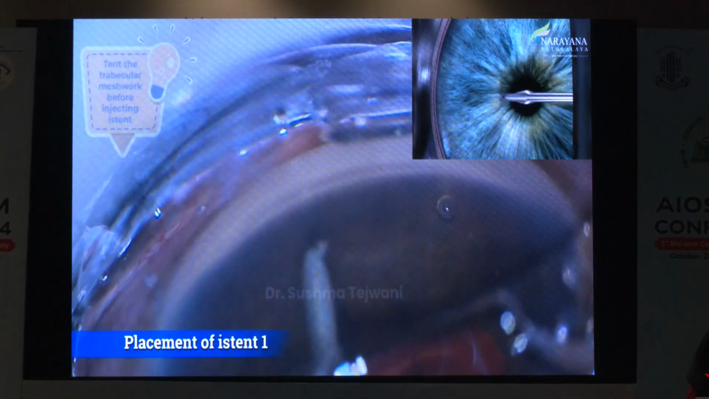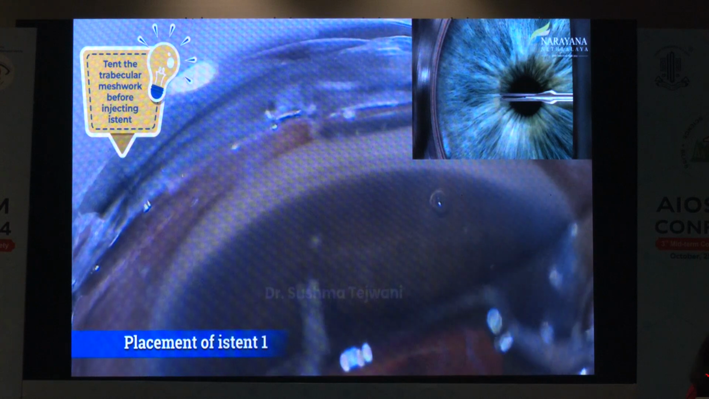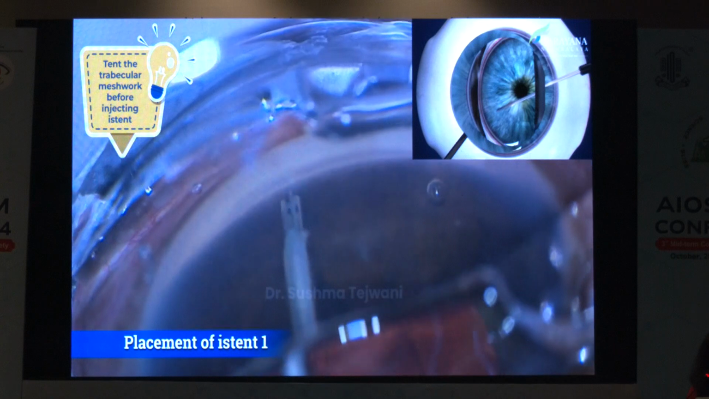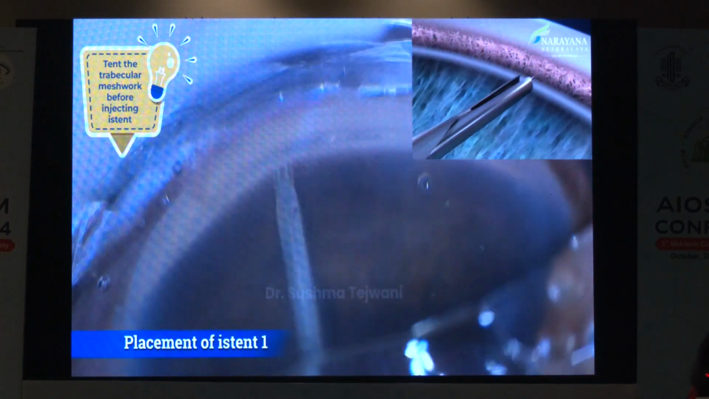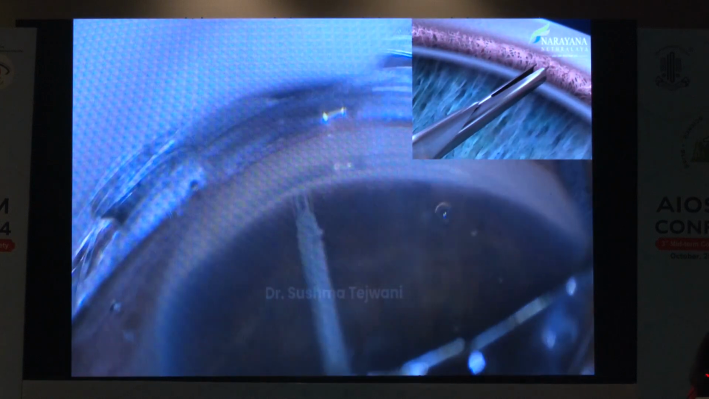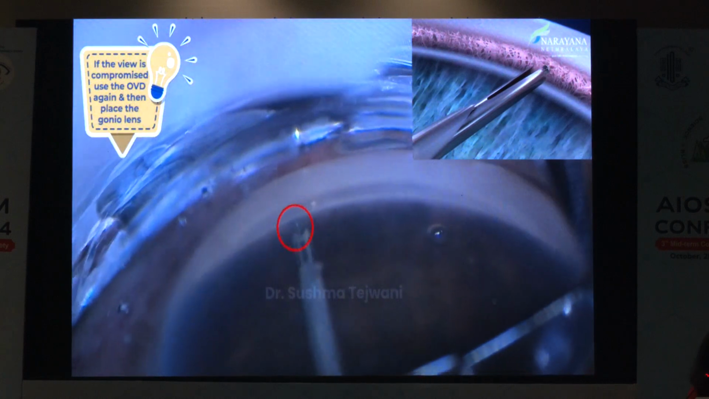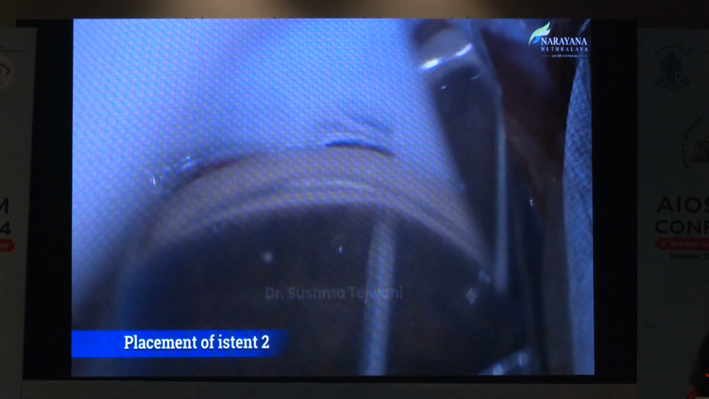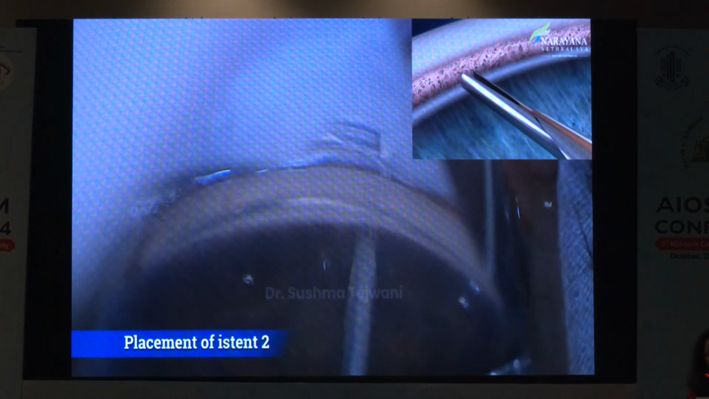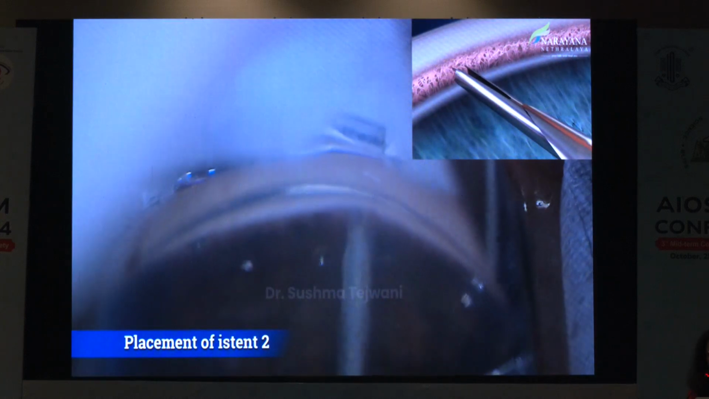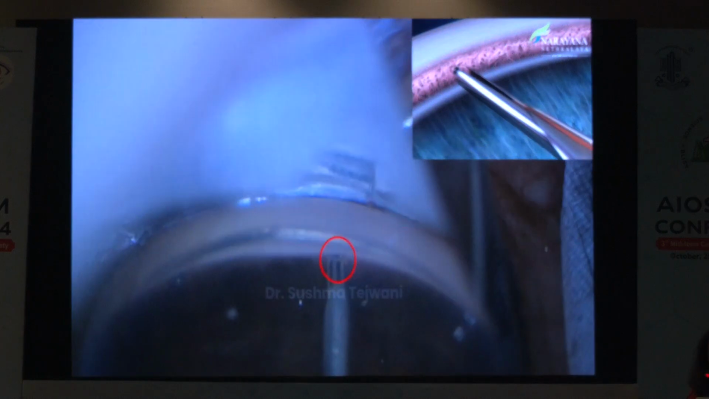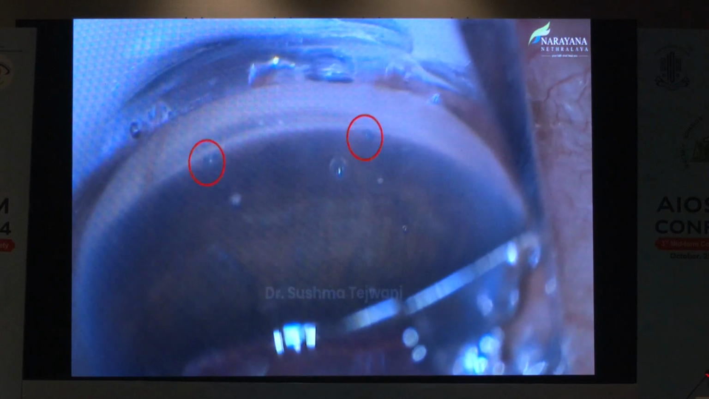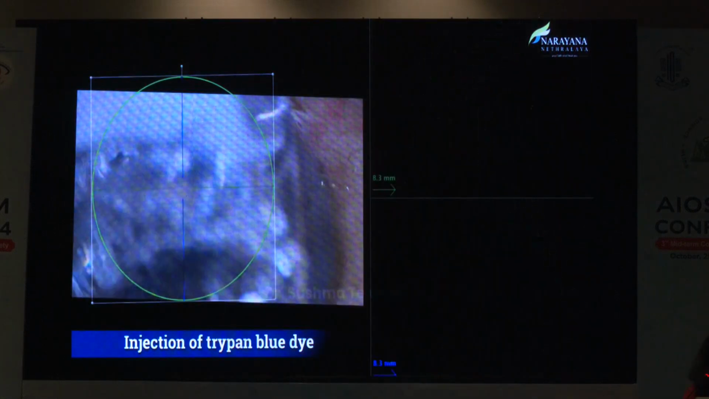Once you achieve that, you go inside with the injector, retract the sleeve, and as you saw yesterday in the live surgery, you can just press the black button to deliver the iStent there and come back. Then the second one has to go at the 2 to 3 clock hours position. So you have to be at the trabecular meshwork, just dimple a little, press the button and come out. You can see both the iStents implanted there. So this is what can be done after cataract surgery.